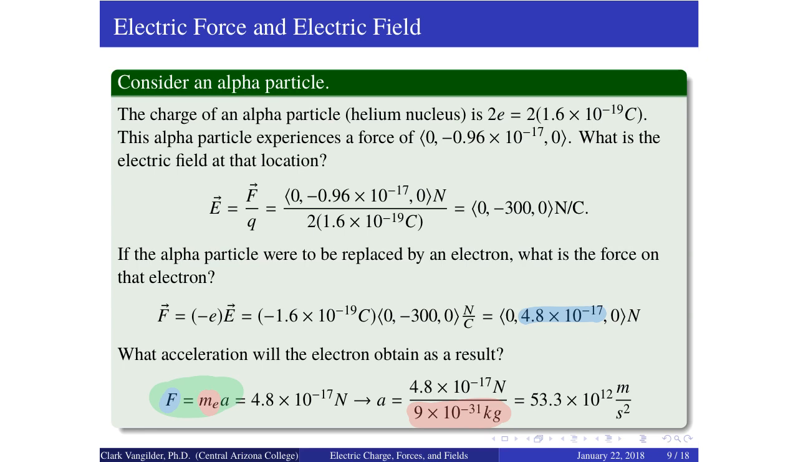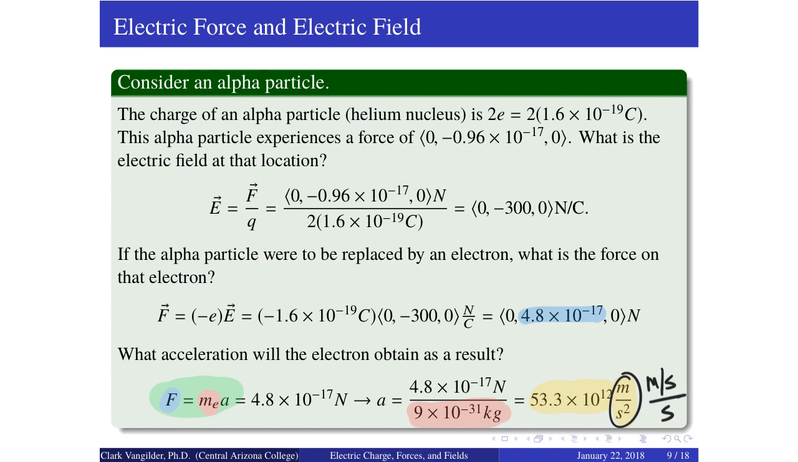And so if I divide the force by the mass, I get this insane 53 trillion meters per second squared. Oh my, 53 trillion meters per second every second. So just remember, meters per second per second. Meters per second squared is that.